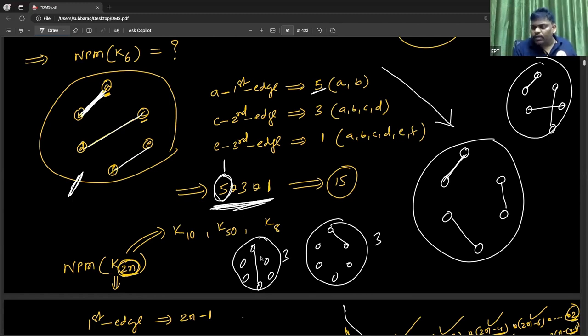Every time 3 coming, like that 5 times. 5 into 3, 15. So like that it becomes. That is called the product rule. A little doubt is also there. Please go into it.